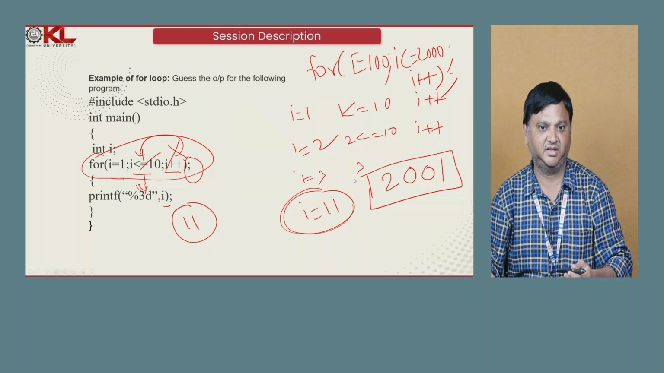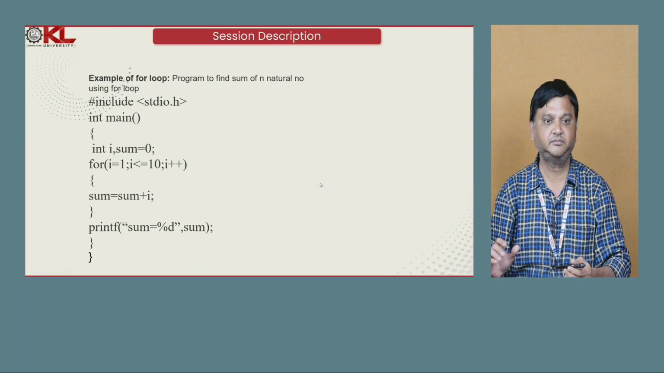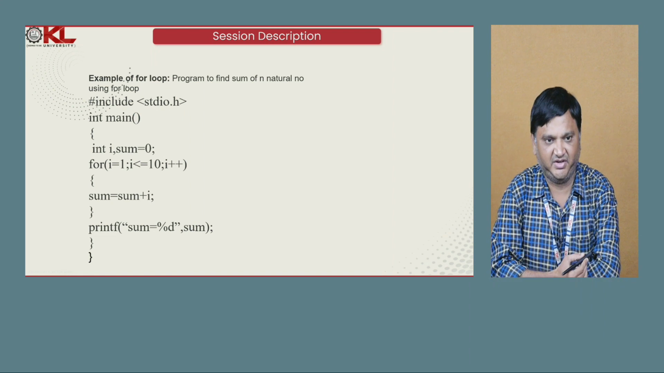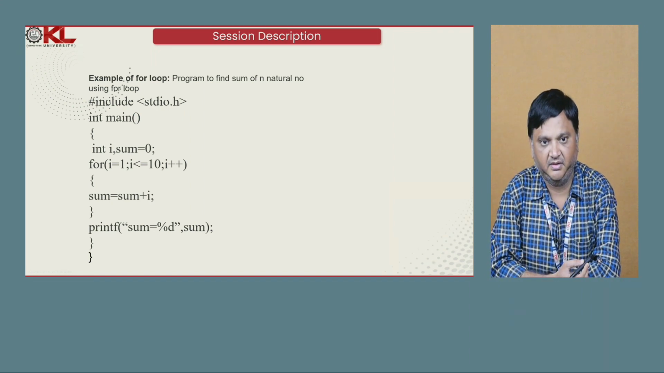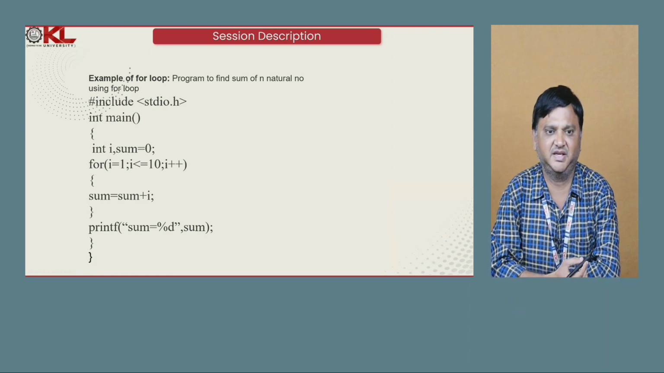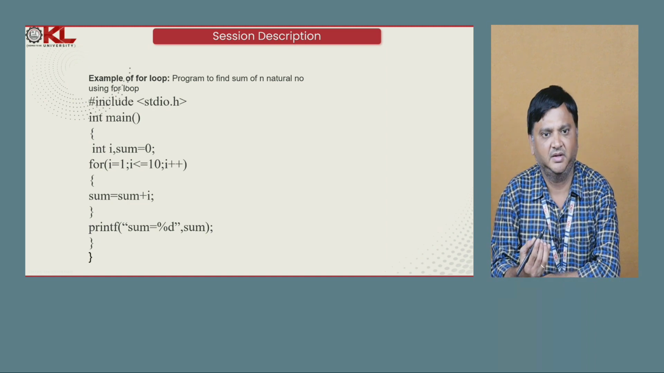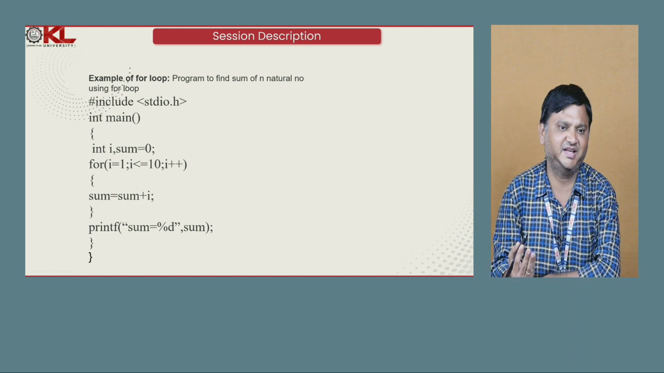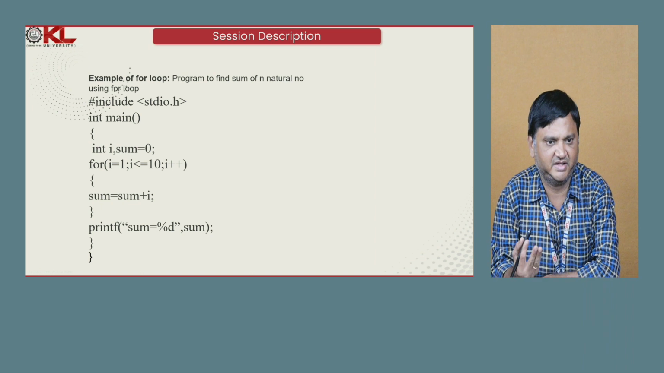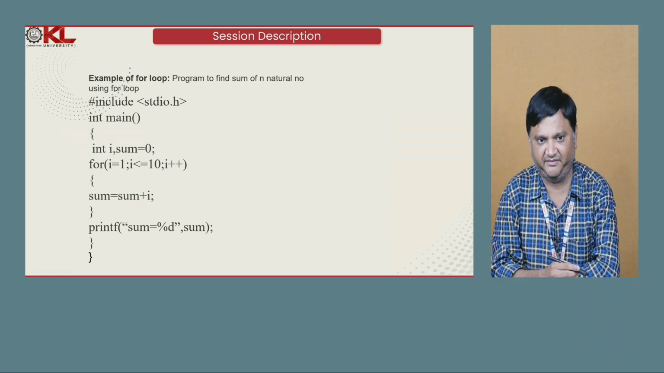Yes. Next we continue with the next program: how to find the sum of n natural numbers using a for loop. As we have already discussed the same program with while and do while, the only thing is you have to change the syntax, right? We know how to write the syntax of a for loop. Let's see how this program works.